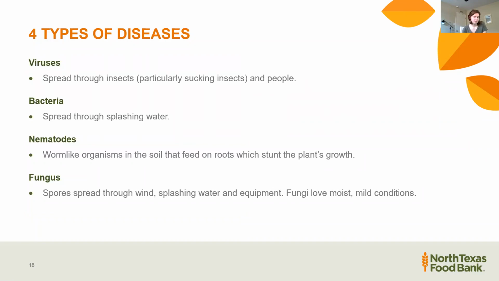There are 4 main types of diseases for plants. We have viruses, and those are going to spread a lot of the time through insects, particularly through sucking insects, but they can also transmit through chewing insects. Then there's bacteria. Again, that spreads through splashing water. And then there are nematodes. We talked about beneficial nematodes. There are also bad nematodes, and those are going to be in your soil and they're going to feed on your root system. And then there's fungus. These spores can spread through wind, water, equipment. I mean, you name it, they can spread in that way.